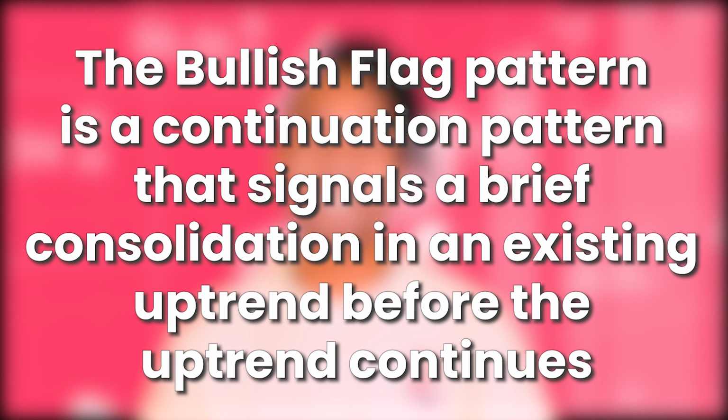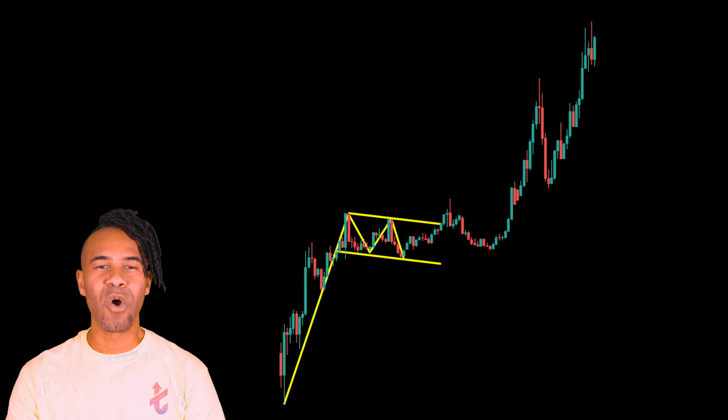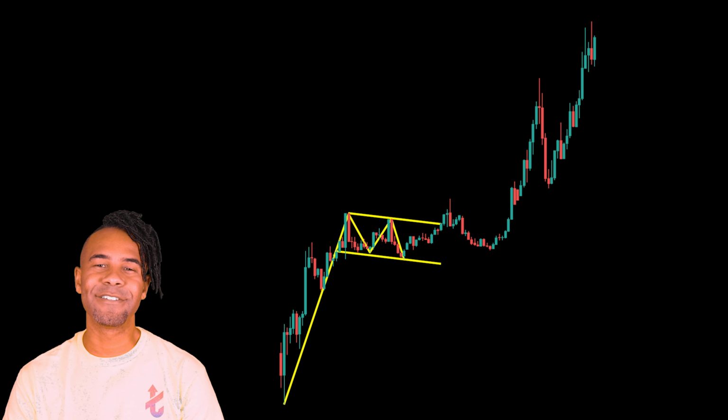Our fifth and final bullish chart pattern is named after its appearance. The bullish flag pattern is a continuation pattern that signals a brief consolidation in an existing uptrend before the uptrend continues. It's formed during a strong upward price movement known as the flagpole, followed by a rectangular shaped consolidation, which is the flag. The flagpole is a sharp, nearly vertical upward move in price, representing strong buyer power. The flag is a rectangular consolidation that slopes against the prevailing trend.